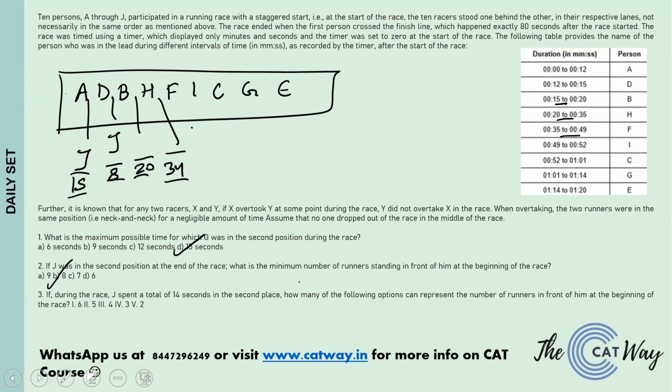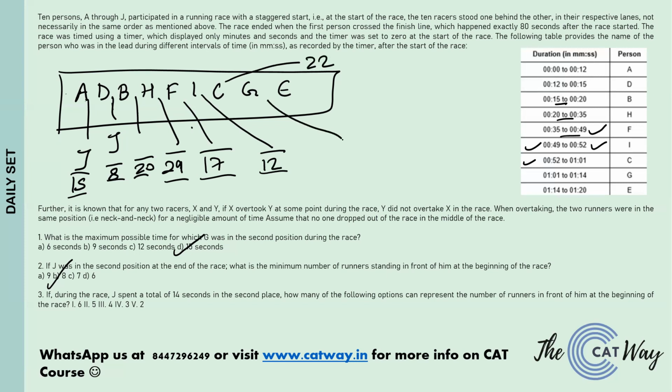When he was what position? When he was fifth, so second, third, fourth, fifth, this is 29. When he was sixth, here 14 seconds, here 3 seconds, that is a total of 17 seconds. When he was seventh, he could have spent 3 here and 9 over here, that is 12 seconds. When he was in the eighth position, he would have spent 22 seconds. When he was ninth, he could have maximum spent 19 seconds. And when he was the 10th, he could have spent a maximum of 6 seconds at the second position.